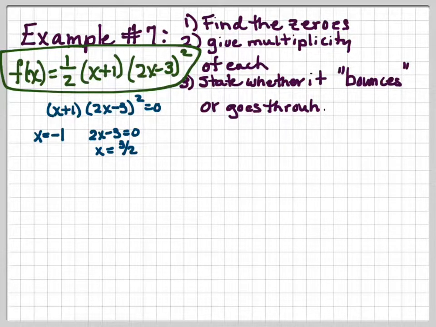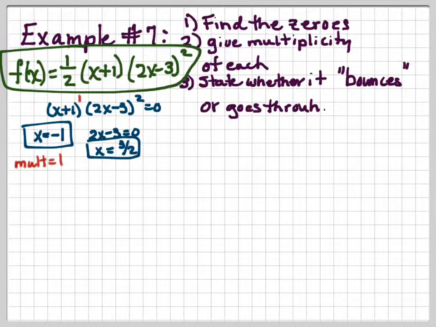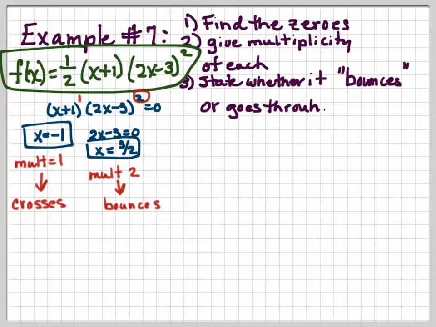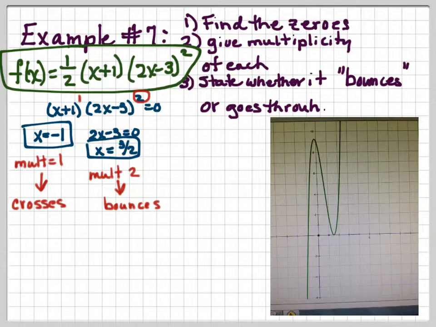But I have to take a look and say, what's going to happen to that graph? I'm not actually going to plot points on this graph, but I just want to know, just like when we were talking about end behavior, what is it looking like? What is it kind of doing? So with the first one, x equals -1, that's a multiplicity of 1, which means it's going to go through the graph. And with the second one, it's a multiplicity of 2, so at 3/2, it's not going to go through the graph, it's going to bounce off of the graph and turn around and go back. Crosses, bounces.